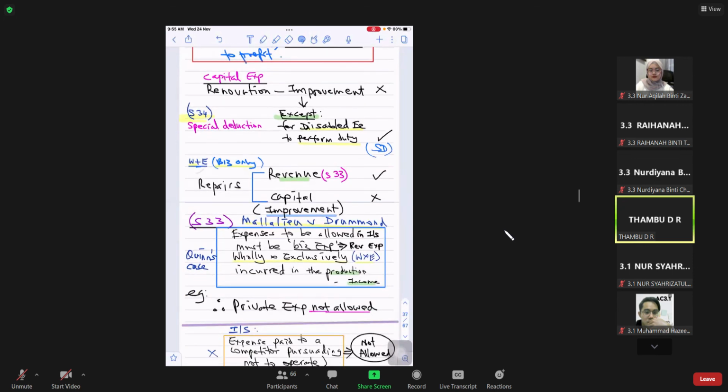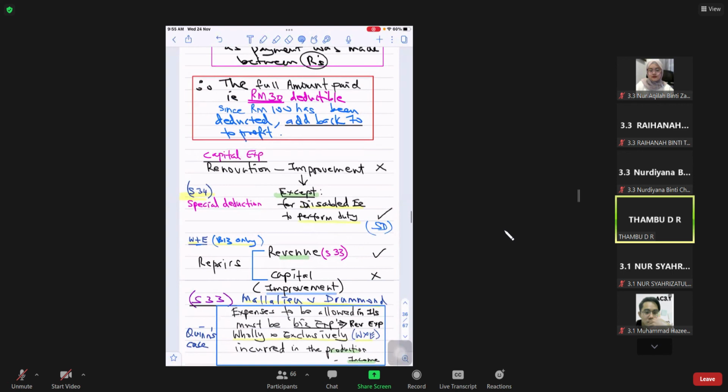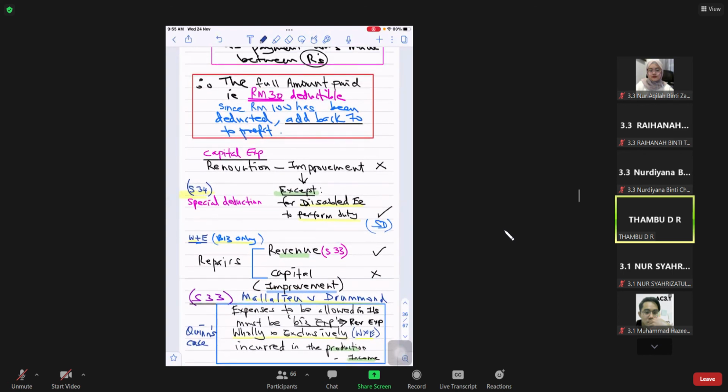Okay. Can you see the word here, W and E? That means wholly and exclusively. I didn't write that there, maybe I put it now. Wholly and exclusively. This word here, wholly and exclusively, means we only allow an expense, even if it is revenue, if it is for the purpose of business. For any revenue expenditure, Section 33 says we will allow it only if it is wholly and exclusively incurred for business.